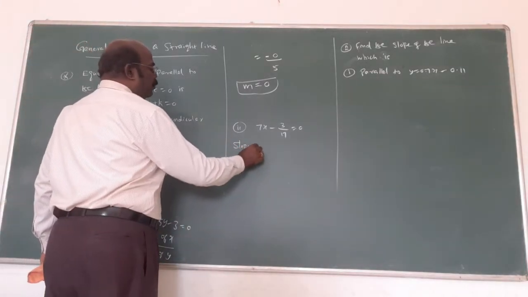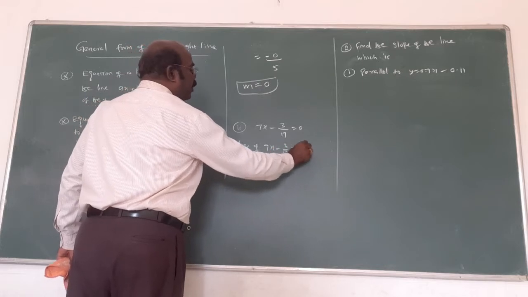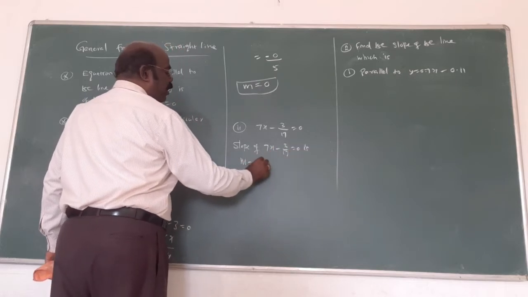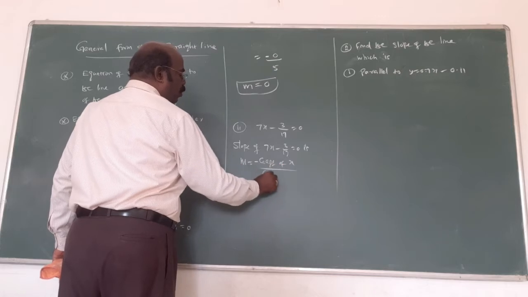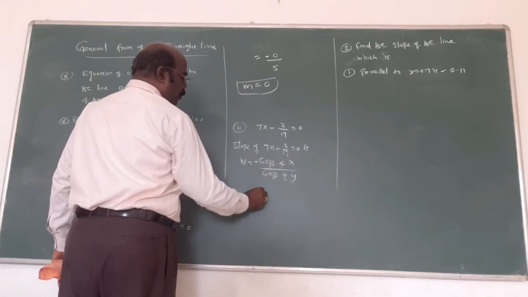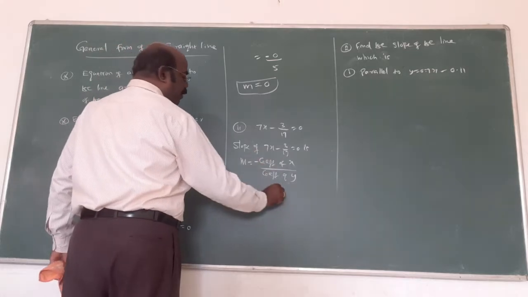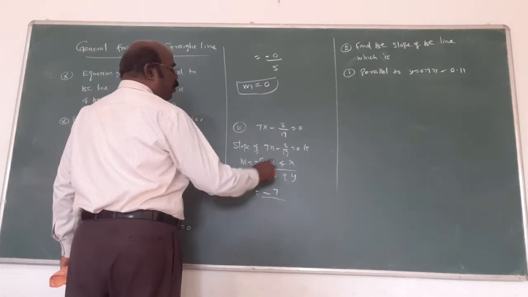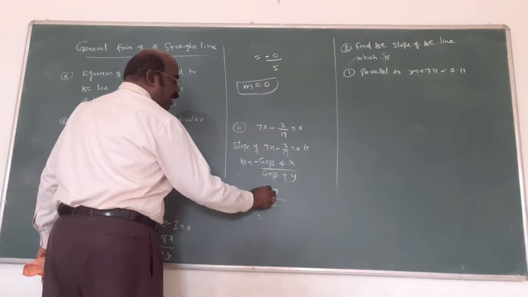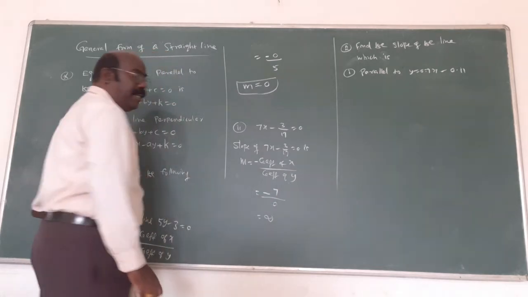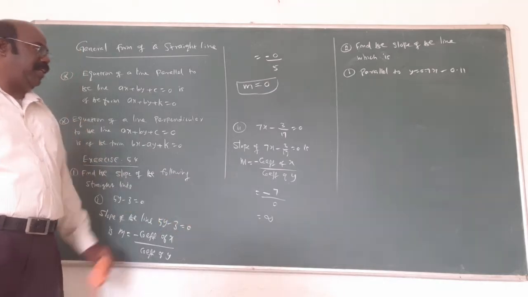Next question again. The slope of 7x minus 3 equal to 0. Again, write the formula clearly. Minus the coefficient of x by the coefficient of y. Minus coefficient is what? 7. Then the coefficient of y is what? You know the y term is 0. Any number divided by 0 will be infinity. Numerator whatever it may be, the denominator is 0, so the slope is infinity.